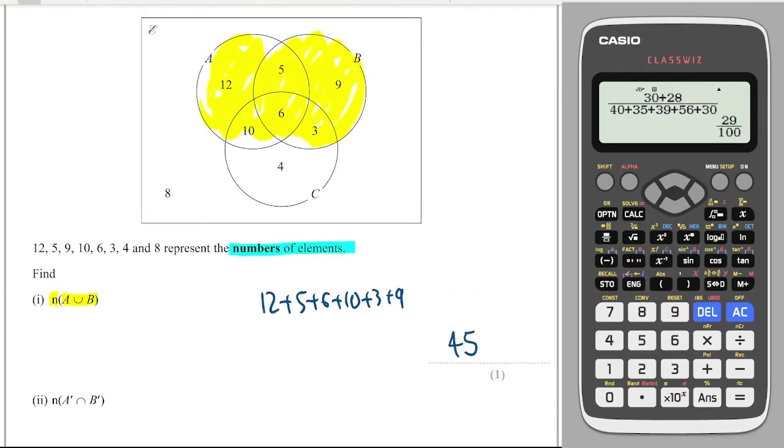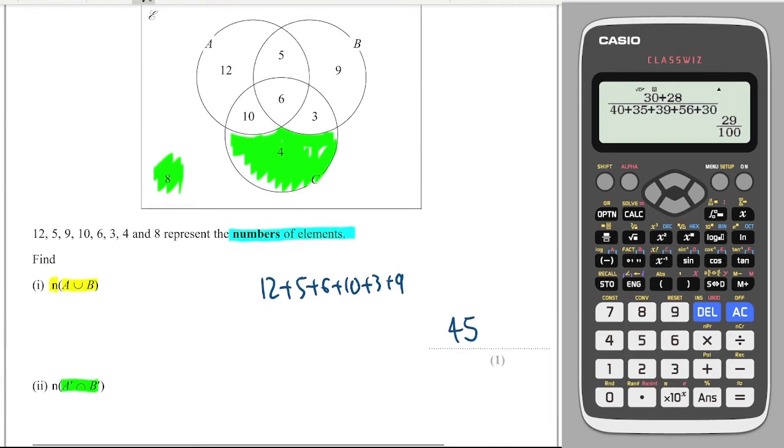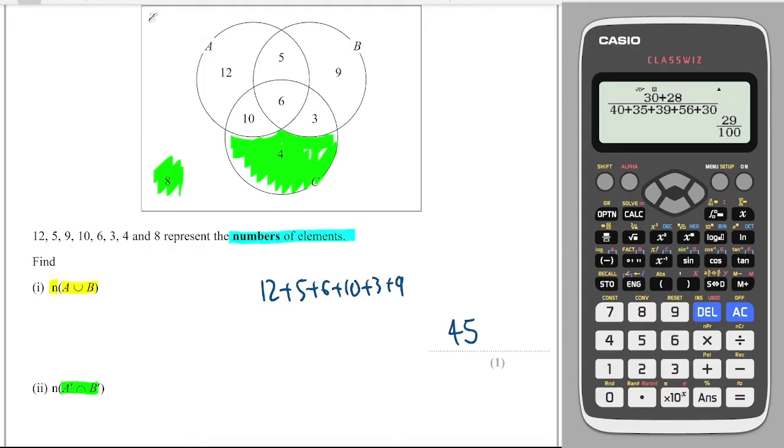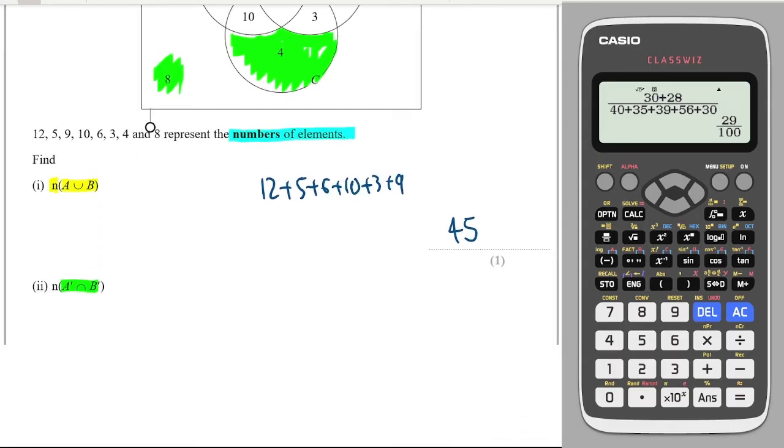Okay, this is the intersection of A, not A, and not B. So I want all of the parts of this diagram where we are not in A and we are not in B. So you have to be in both not A and not in B. And these are the only two places that are not in A and are also not in B. So that total of that is 4 plus 8, which is 12.